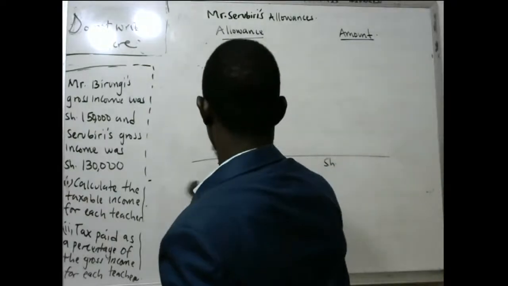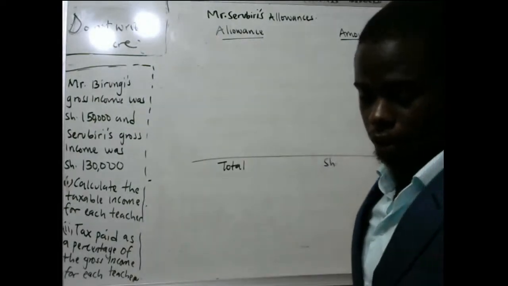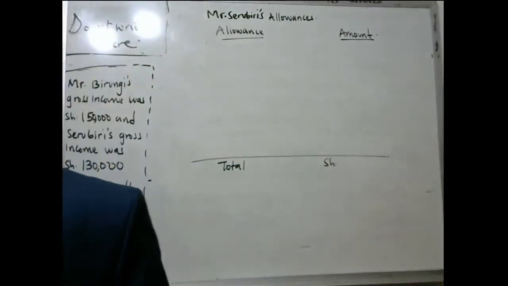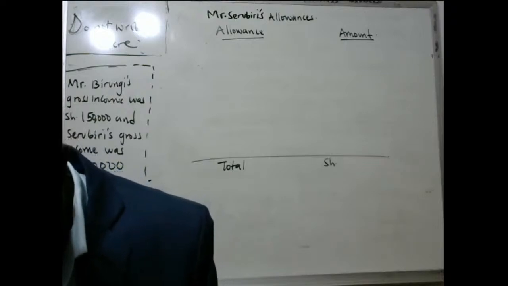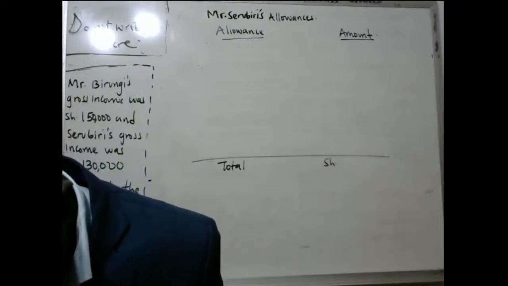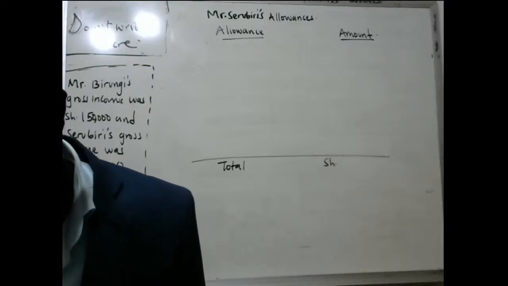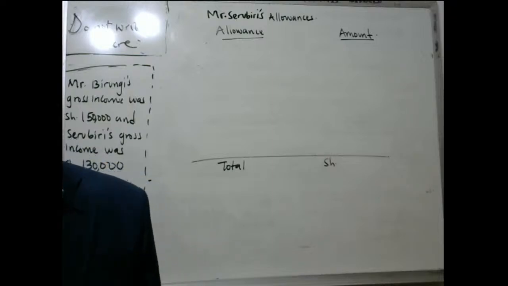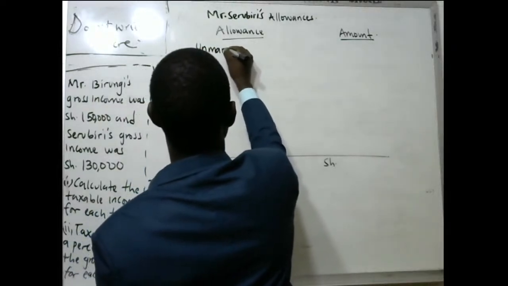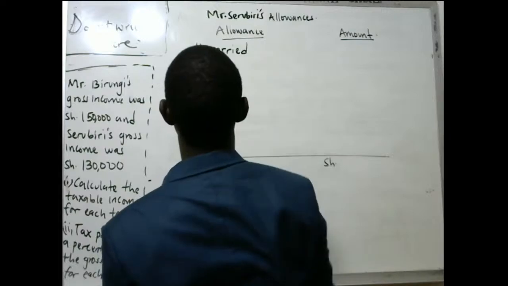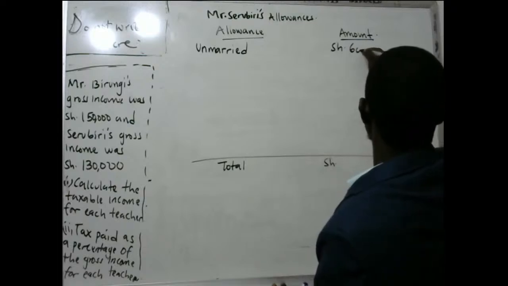Don't know whether we are together. I've left these ones because we are almost going to write the same things. Let us go to Mr. Serubiri according to the question. They tell us that Mr. Serubiri is single. Do they pay allowance for single teachers? An unmarried teacher, they pay you an allowance. So he's going to get an allowance for being single. If he's single, it means he's unmarried. Not so. Shillings 60,000.